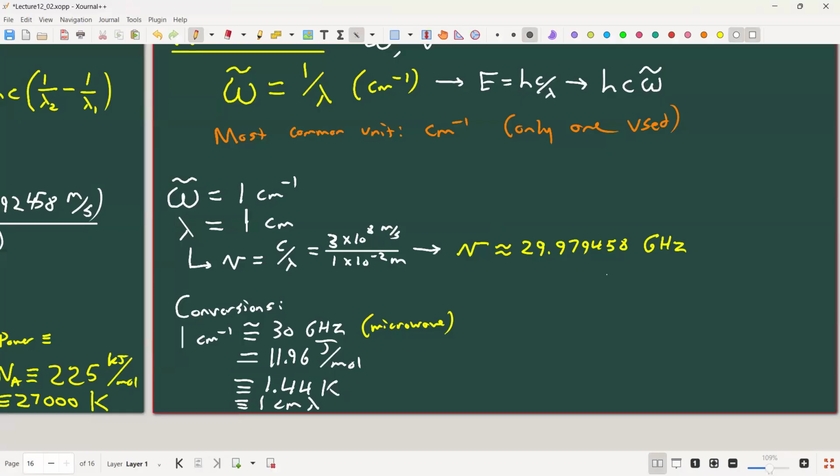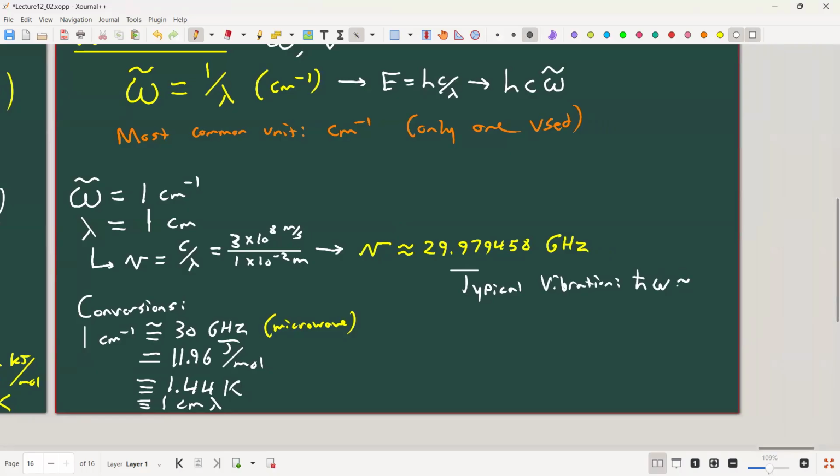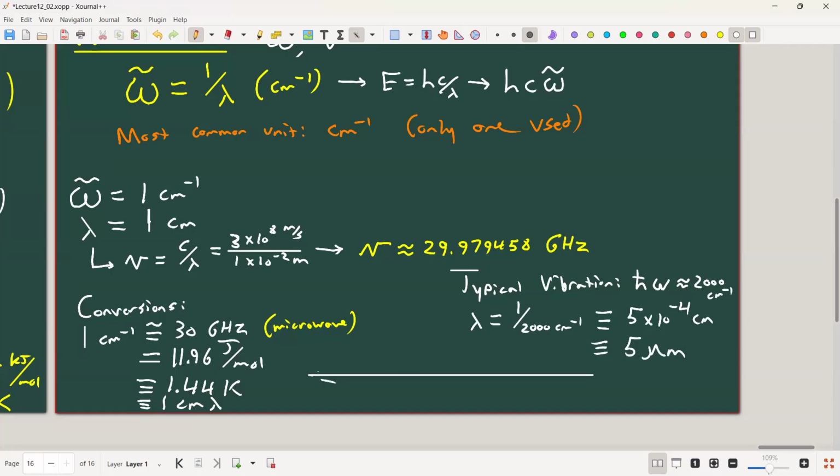And so what we can say is a typical IR experiment: a typical vibration has a frequency, h bar omega, of roughly 2,000 wave numbers. So what's the wavelength of that? It's 1 over 2,000 wave numbers, which is 5 times 10 to the minus 4 centimeters, which is equal to 5 microns. And we can convert to the other ones as we please.